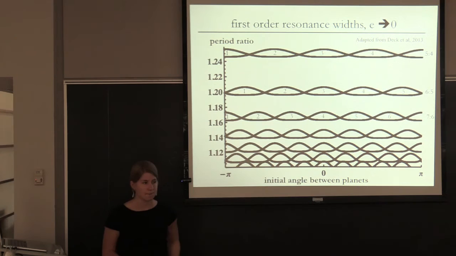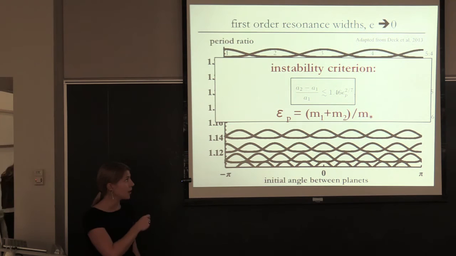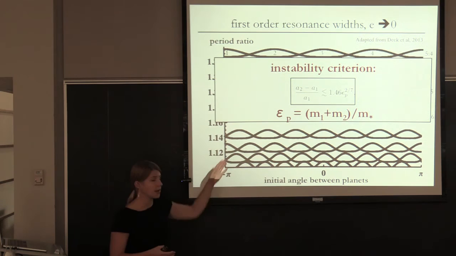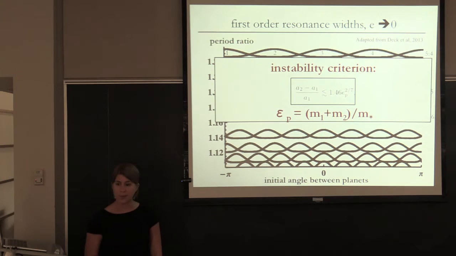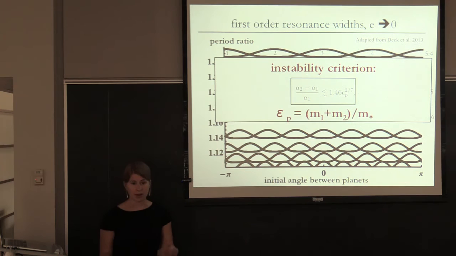So what we found, though, in the initially circular limit, is that these resonances will overlap if the semi-major axes a of the planets satisfy this criterion. They're less than some critical value, where that critical value depends only on the mass of the planets relative to the mass of the star to the 2/7 power. And so what this states is that if you have a pair of planets that are more compact than this, the orbits will be chaotic, and therefore we'd also predict that they'd show instability on short timescales.